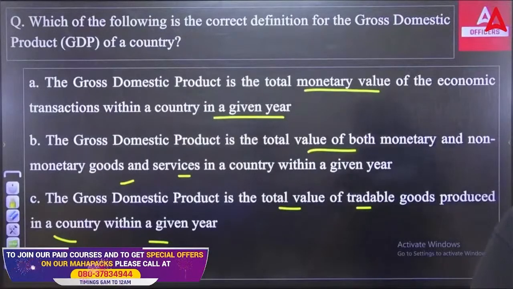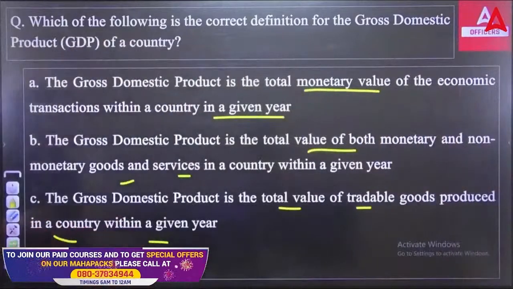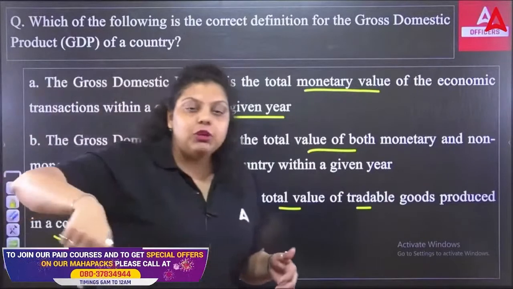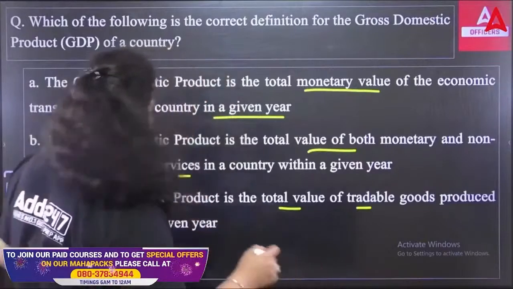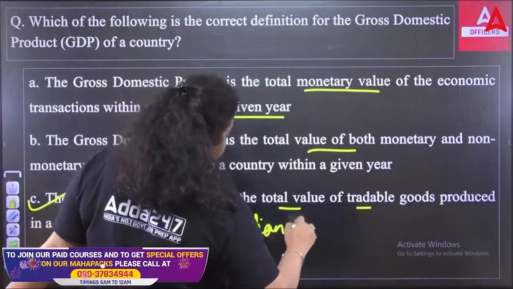Which of the following will be correct? So it's very simple. You are talking about the GDP, the production which happened within the geographical boundary of a country, that you have to calculate. The GDP is the total value of tradable goods which is produced in a country within a year. Whether it is produced by an Indian or a foreigner doesn't matter.